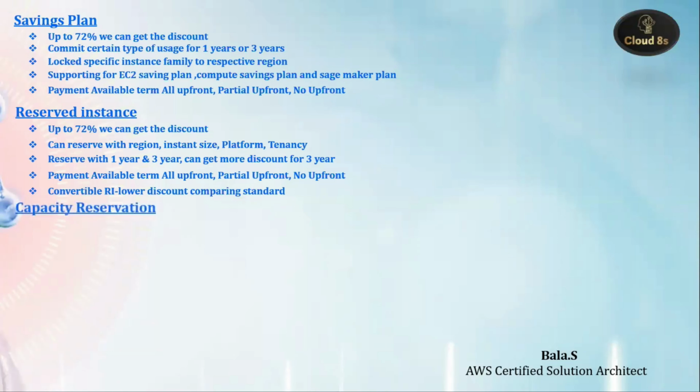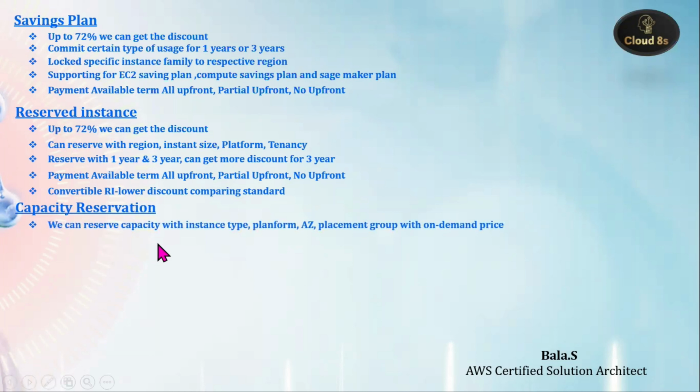So that's all about the reserved instance. Now we will see another option called capacity reservation. Capacity reservation is also similar to the reserved instance. We can reserve the capacity with instance type, platform, placement group, and availability zone. It's the same as the reserved instance, but it will charge you the on-demand price. You may wonder why they charge the on-demand price even though you are doing the capacity reservation. I'll tell you in the next one.